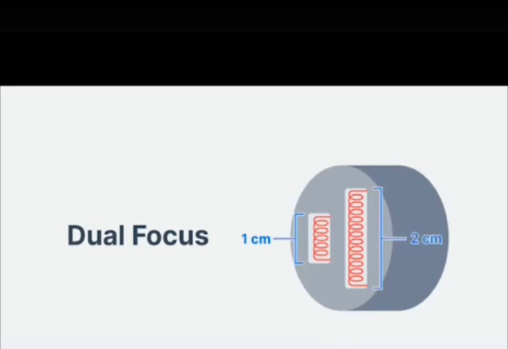Many X-ray tubes actually have two cathode filaments. These are called dual focus tubes. The word dual just means two. The small filament is about 1 centimeter long, and the large filament is about 2 centimeters long.